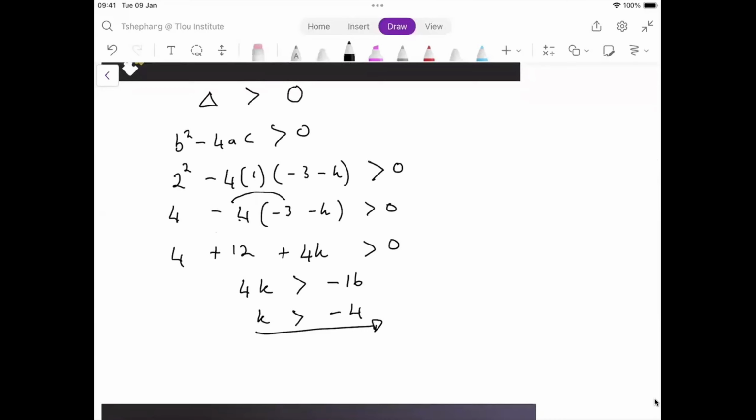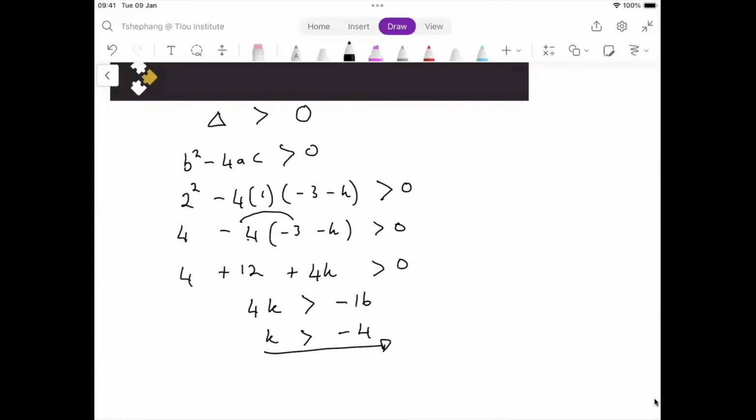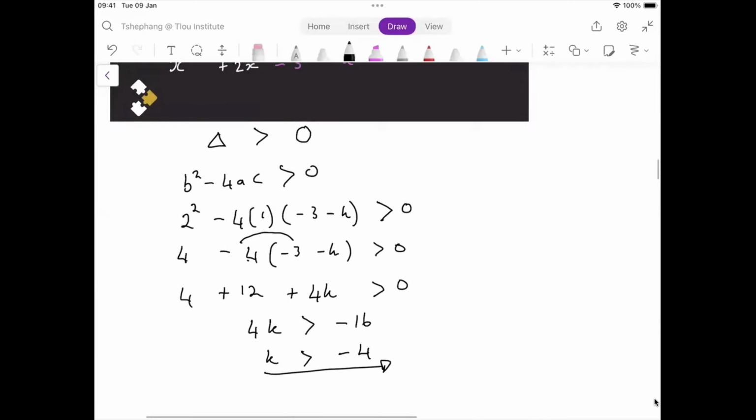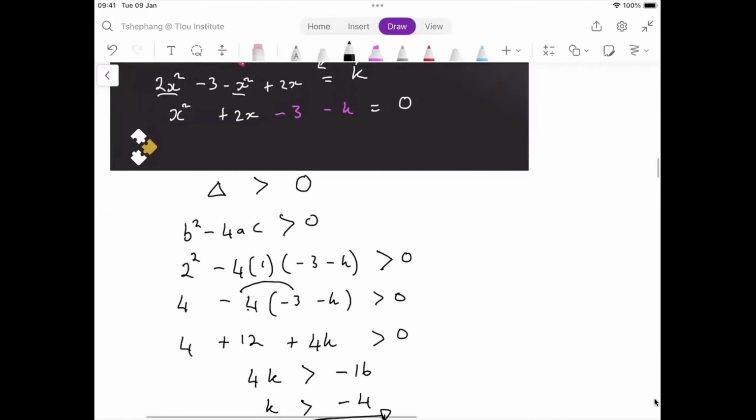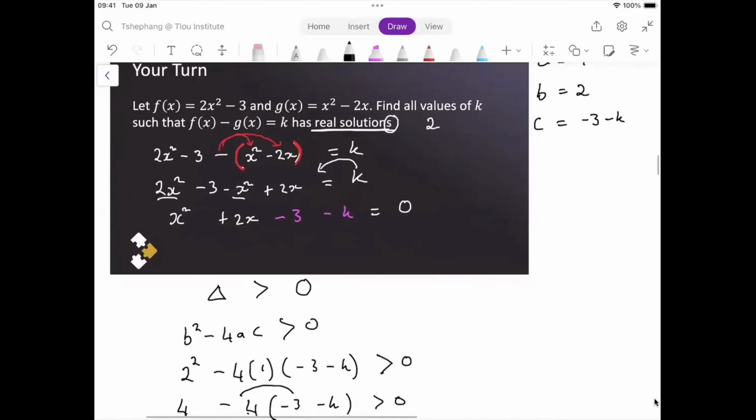Hope it made sense. But don't worry, we're still going to do more questions from past papers on this. You can take a screenshot, I'll give you 10 seconds to do that. K is greater than negative 4, and this was the question.